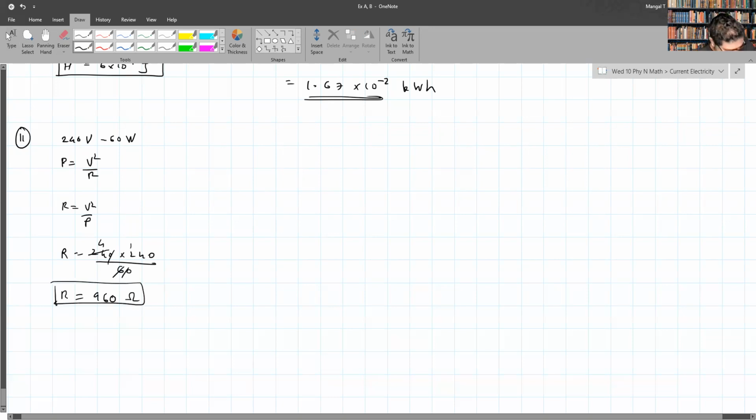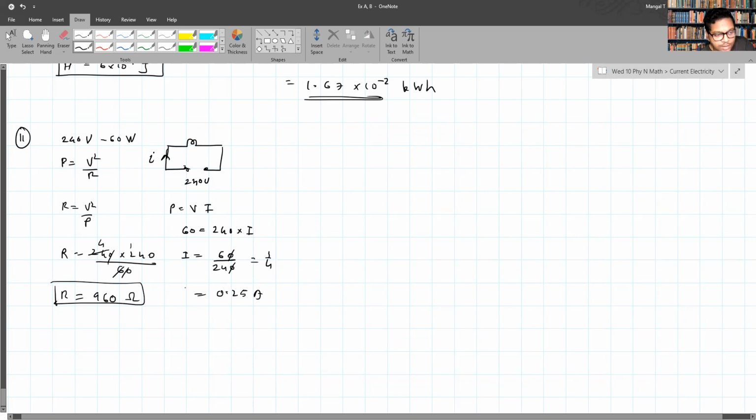Now just imagine that this is a lamp, and here you have a power supply. It doesn't matter whether it is alternating or direct. It says 240 volt. So what will be the current? We know P is equal to V into I. So this is 60, this is 240 into I. So I will be 60 upon 240, which is 1 by 4. 0.25 ampere will be the current flowing through the lamp. Okay, and the lamp will glow.